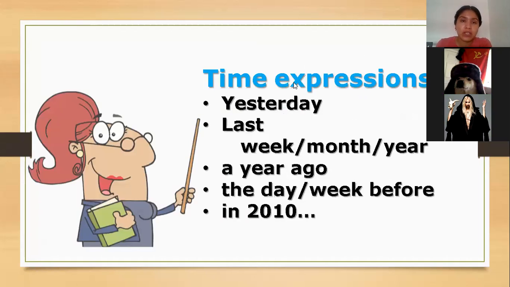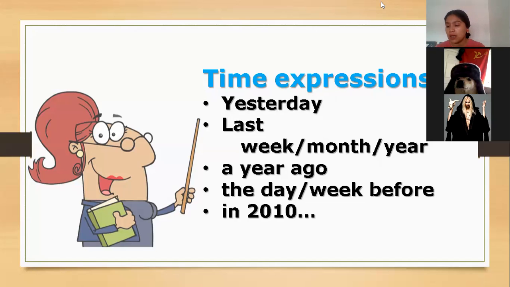What time expressions can we use in past tense? Okay, Angel, can you read them, please? Time expressions: yesterday, last week, month or year, a year ago, the day or week before, in 2010. Okay, so when we use this type of expressions, we use the simple past because we can be specific about a situation that happened in the past.